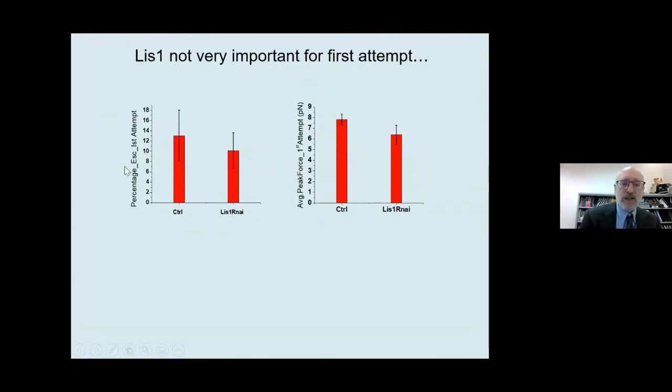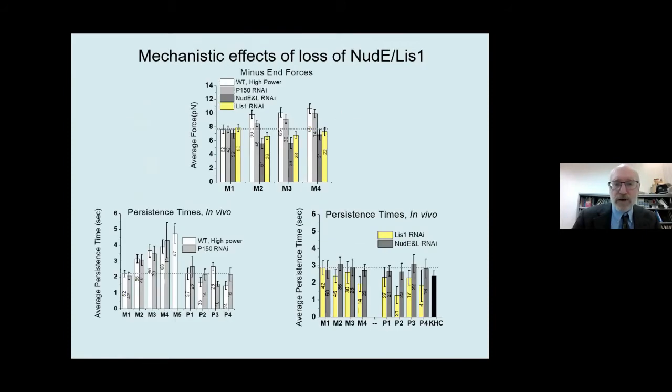So the percentage of escaping lipid droplets in the first attempt wasn't dramatically different in the presence or absence of Lis1. The average peak force was slightly lower, but not dramatically different. But what was really different was what happened over time. So over time, in the wild type, remember, you adapt, the forces go up and the persistence times go up. But in the Lis1 knockdown, the forces do not go up. They remain about constant or maybe go down even a little bit.